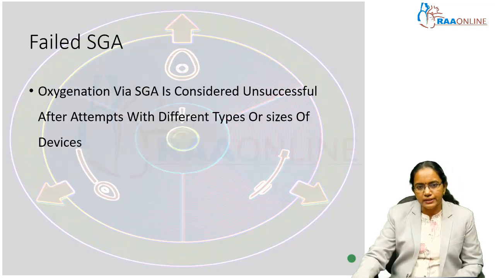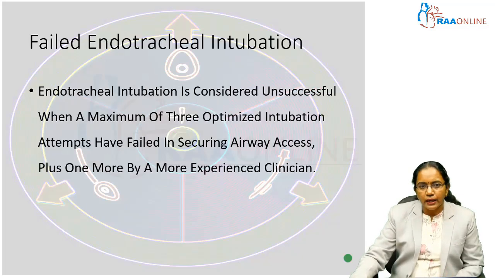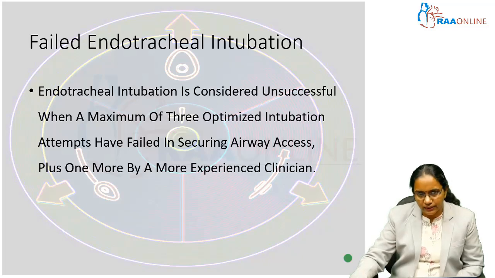The second component is the failed supraglottic airway, where oxygenation via a supraglottic airway is considered unsuccessful after multiple attempts with different types and different sizes of devices, which can either be an i-gel, ProSeal or a Bosca mask airway. And the third component is the failed endotracheal intubation, which can be considered unsuccessful when a maximum of 3 optimized intubation attempts have failed in securing the airway access, plus one more by a more experienced senior clinician.